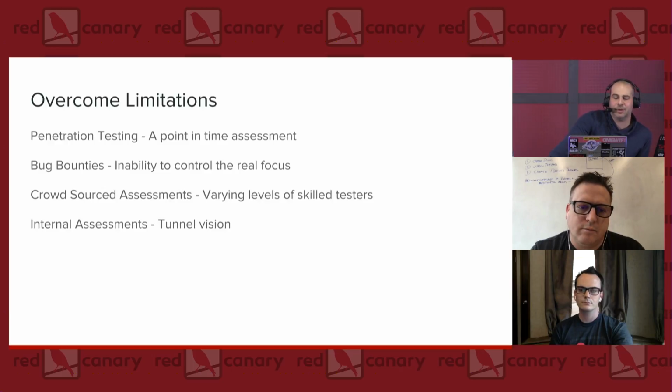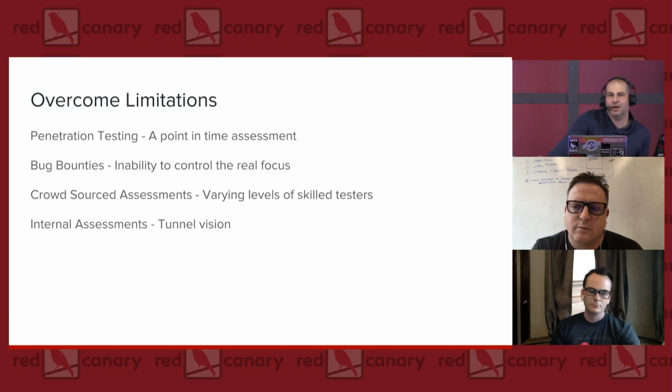Also, John, we've talked about crowdsourced assessments. I think they're a good thing. However, the varying level of skill and expertise in the testers could sometimes work to your disadvantage. I don't think you could necessarily use a crowdsourced assessment to accomplish the goal of understanding which techniques in the MITRE ATT&CK framework will be most successful in bypassing my security defenses.